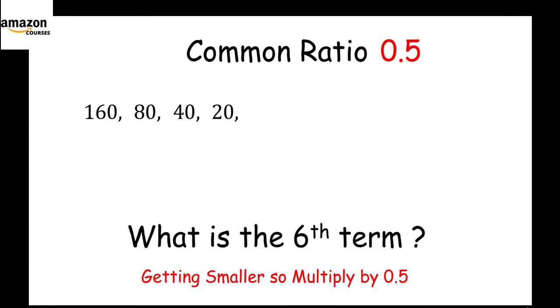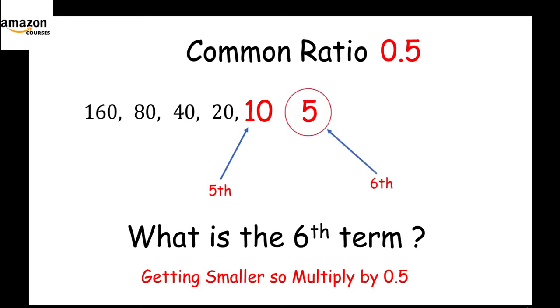So what is the 6th term here? We just take the 20 times our common ratio. 20 times 0.5 is 10. And then the 6th term is we take 10 times our common ratio. 10 times 0.5, which is 5.